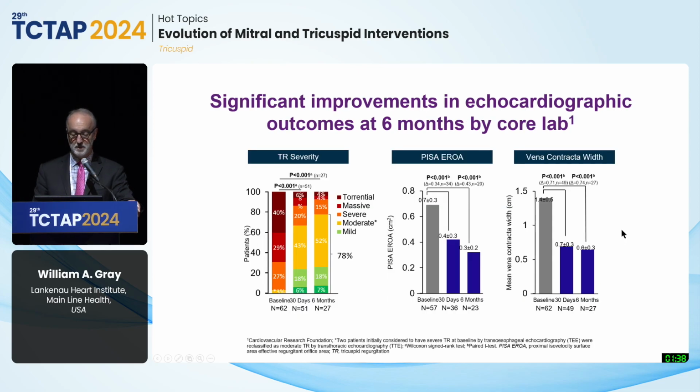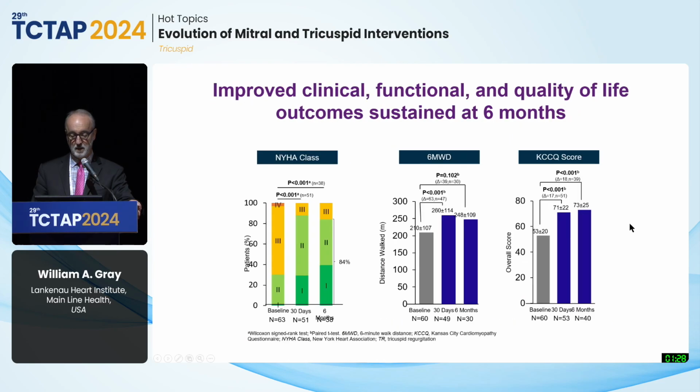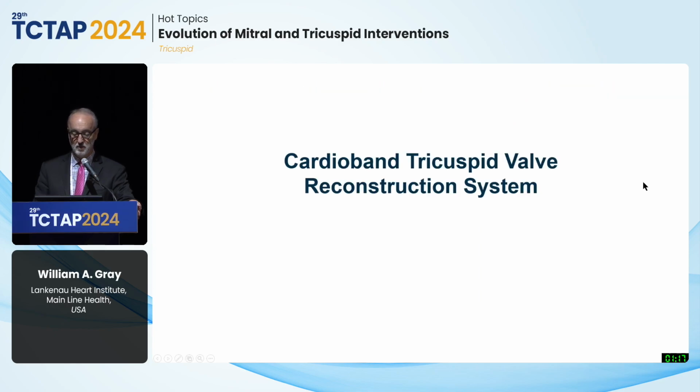TRILUMINATE study. And we see significant, and this is thematic now, you're going to see this in multiple trials, we see significant reductions in TR, PISA, vena contracta. We see significant improvements in the NYHA, 6-minute walk. It does improve at the beginning and then kind of flattens out. And then KCCQ scores also increase significantly in a single-arm study.